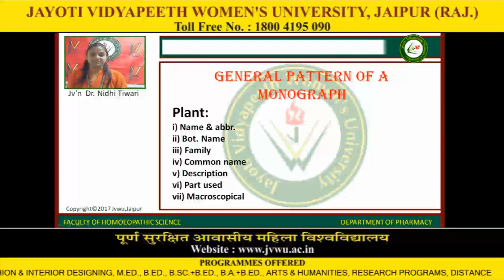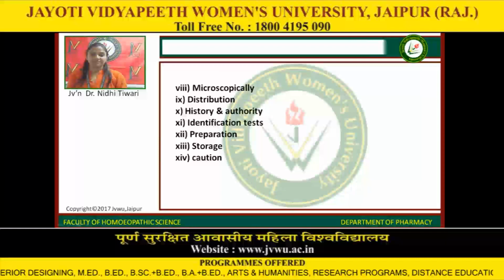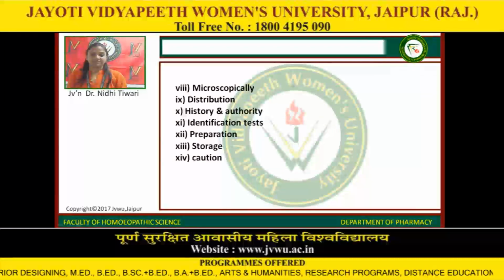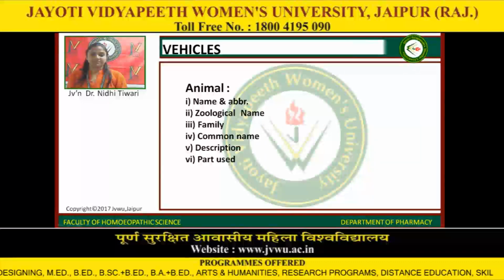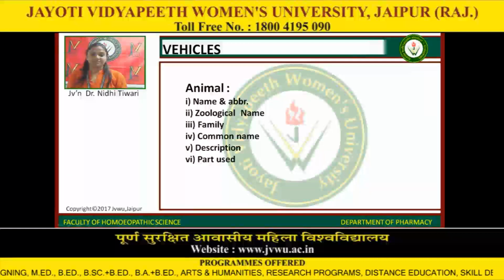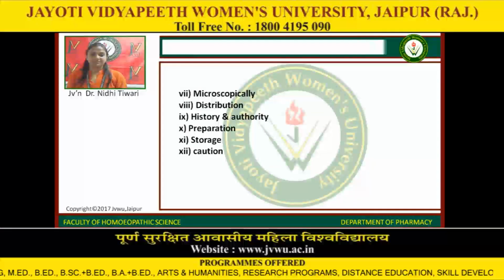Now, the general pattern of a monograph. First of all, plant: name and abbreviation, botanical name, family, common name, description, part used, microscopically, distribution, history and authority, identification, test, preparation, storage and caution. Next is animal. Under animal: name and abbreviation, zoological name, family, common name, description, part used, microscopically, distribution, history and authority, preparation, storage and caution.